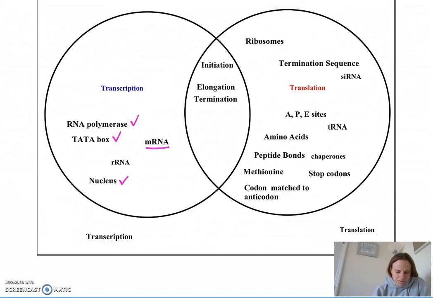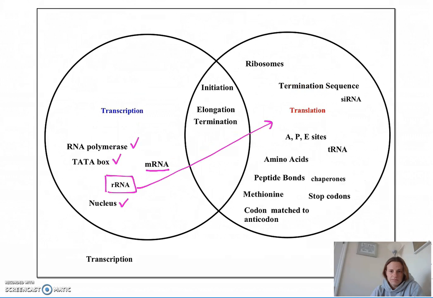Do you notice that I have put rRNA on this side? rRNA stands for ribosomal RNA. Guess what? Ribosomal RNA is involved in translation, not transcription. rRNA will be found at the ribosomes. During both processes of transcription and translation, you've got three stages: initiation, elongation, and termination.